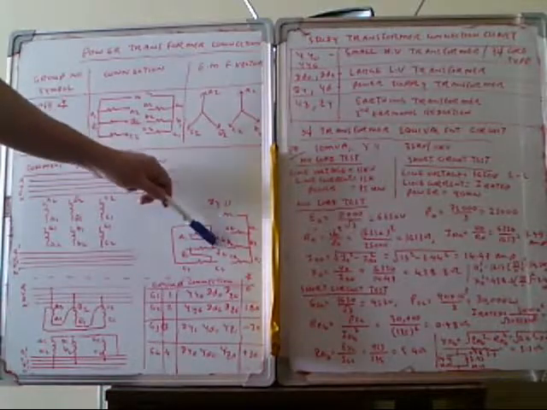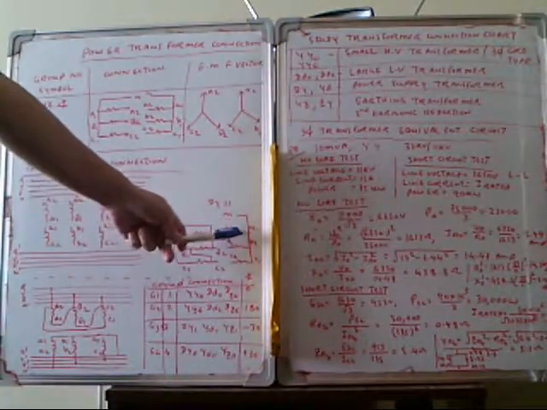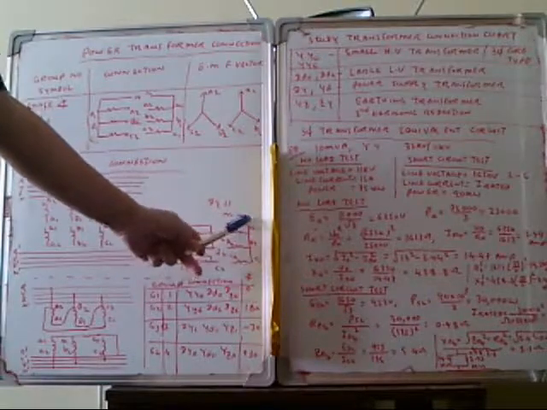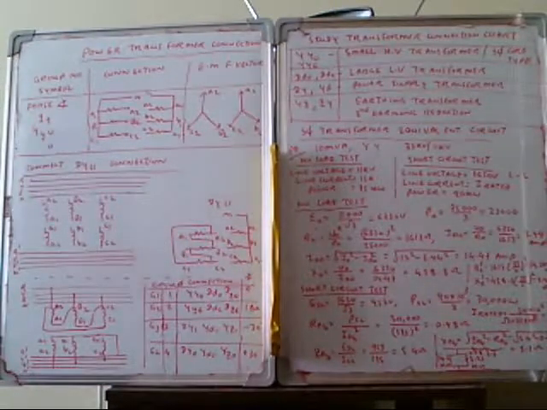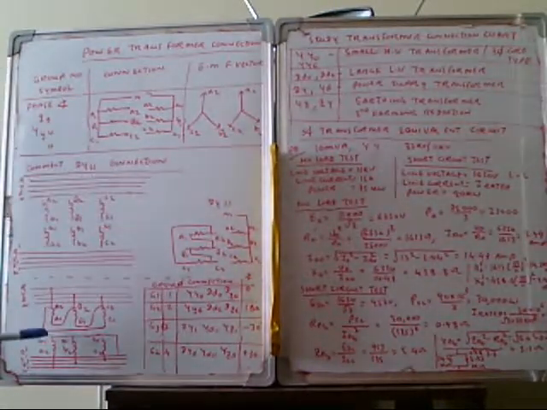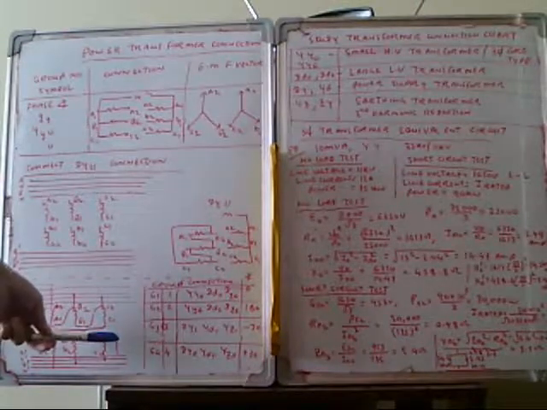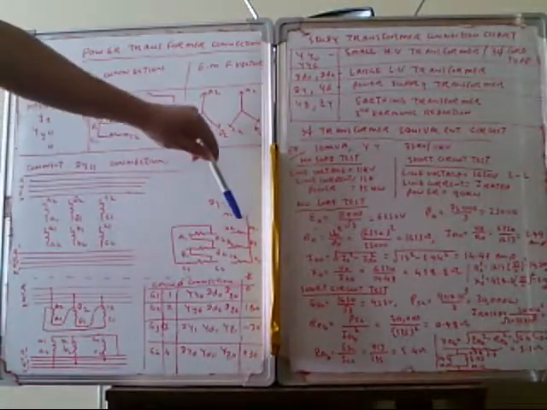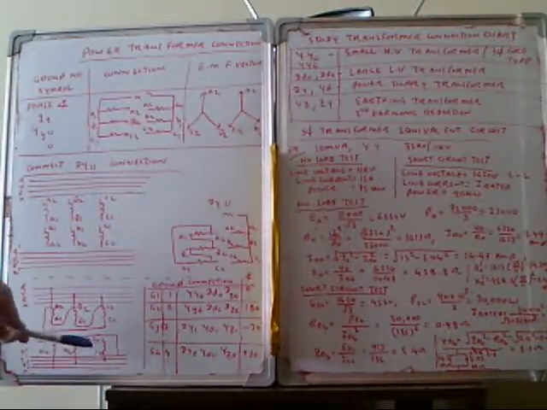Then A2, B2, C2 are connected to the supply. So this is the primary, the D. The secondary is a Y11 connection. The small a1, b1, c1 are combined and connected to the neutral, and small a2, b2, c2 are connected to the supply. So this is the DY11 connection.